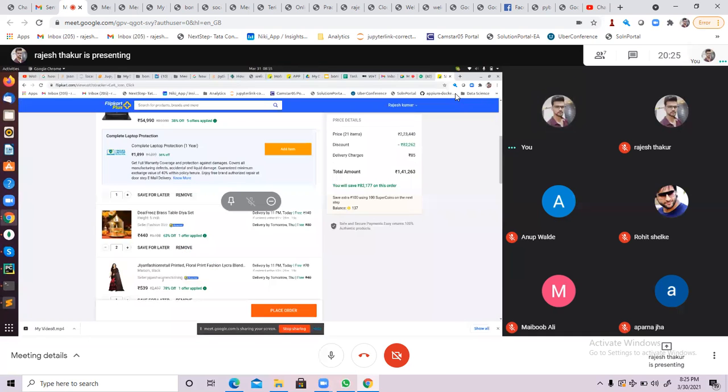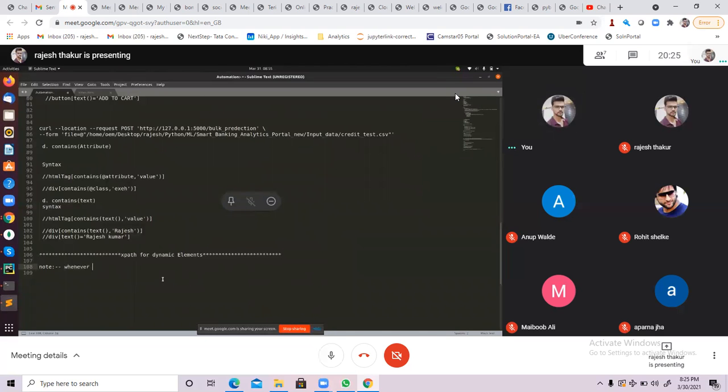Now, when should you go with the dynamic XPath? Whenever our target element is dependent on some other element, then we should identify the element.